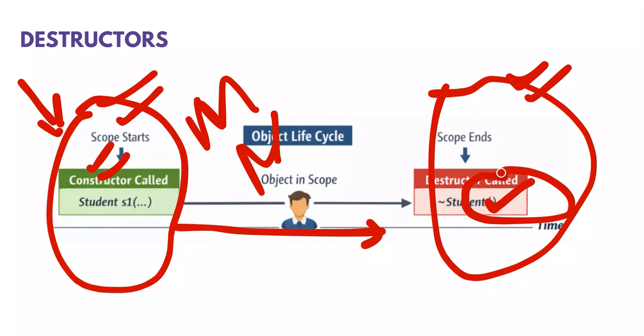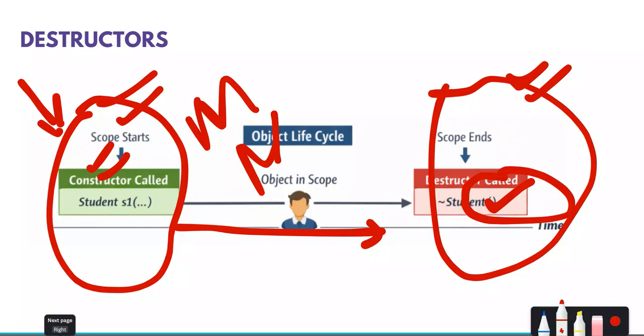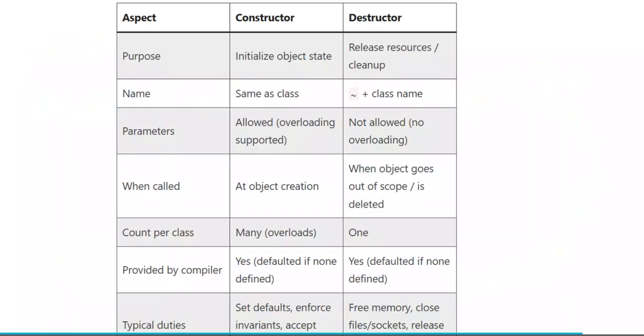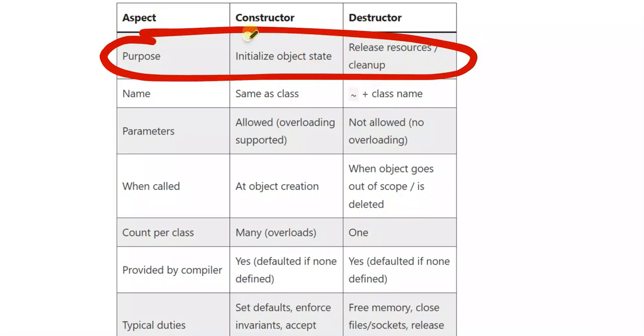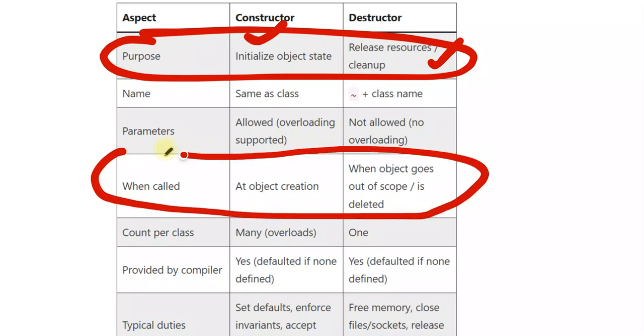And if these resources are not freed, the system may be overutilized, and the software performance may go down. So we need both constructor and destructor. This is the main purpose. The constructor is used to initialize, to give birth to the object, and the destructor is used to destroy any object. And what is very important is when they are called: at the start, when the object is created, the constructor is called, and the destructor is called when the object is destroyed.